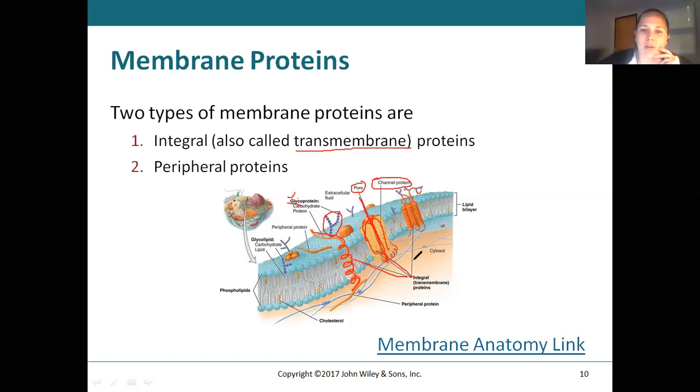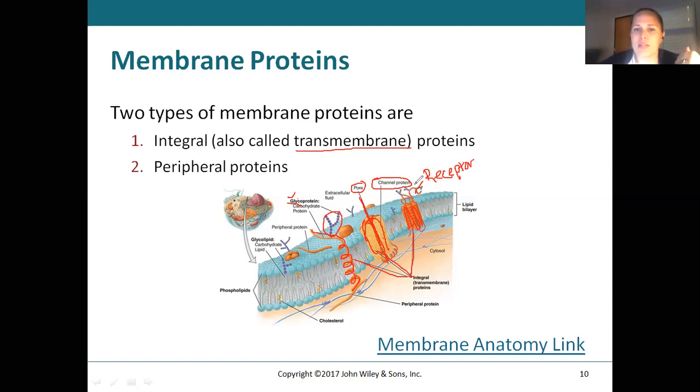So the last type of integral membrane protein or transmembrane protein that we're going to talk about here is this little guy here. And it's interesting, it's not labeled, but it's a receptor, R-E-C-E-P-T-O-R. So the importance of receptors are the fact that they transduce information from the outside of the cell to the inside of the cell without necessarily letting anything pass through it.